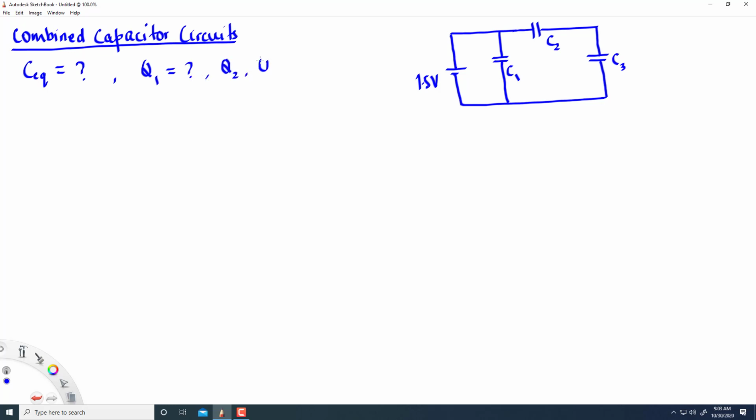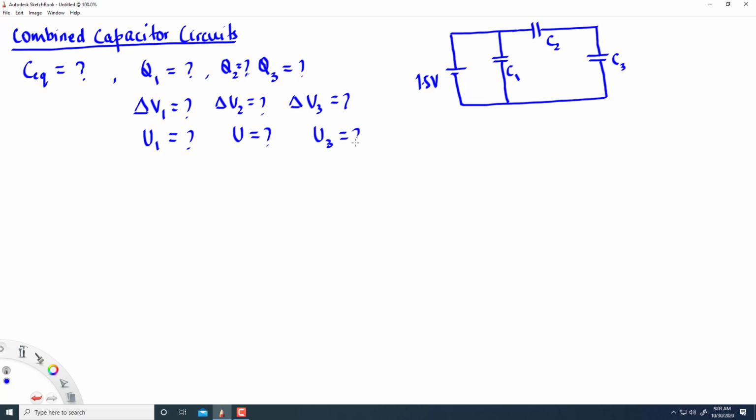Q2 and Q3, and we want to find delta V in each of the capacitors, delta V1, delta V2, delta V3, and we also want to find the energy stored in each of the capacitors, because the function of capacitor is to store the energy. So we will find energy stored in first one, energy stored in the second one, energy stored in the third one. Okay, so we'll find those quantities.